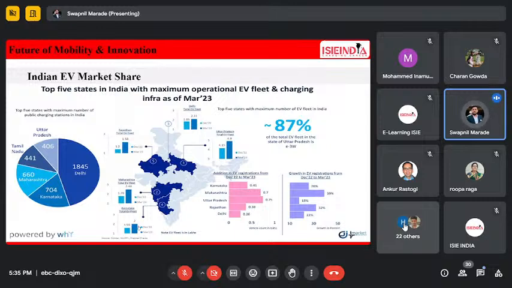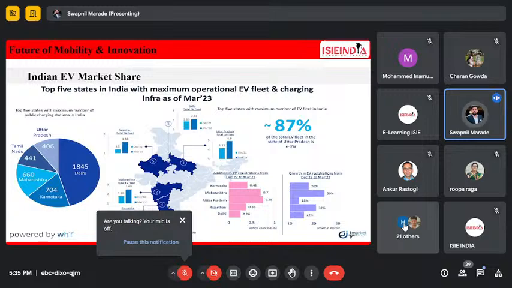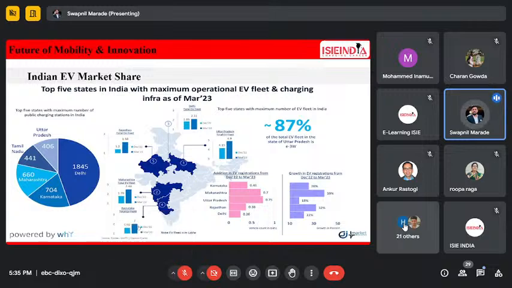So Rajasthan, Maharashtra, Karnataka, thereafter Uttar Pradesh and Delhi. As we can see with the help of the graph, between December 2022 and March 2023, the graph has increased, right? The graph has increased. So the adoption of electric vehicles is being driven by the public, and slowly the infrastructure and charging stations are increasing.